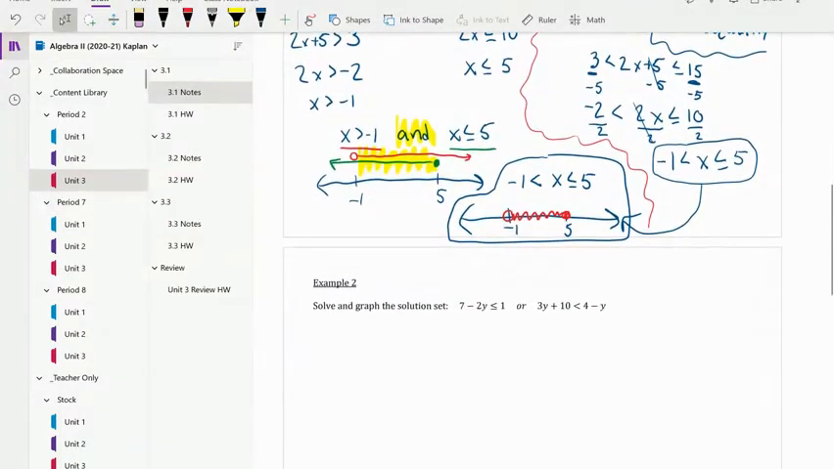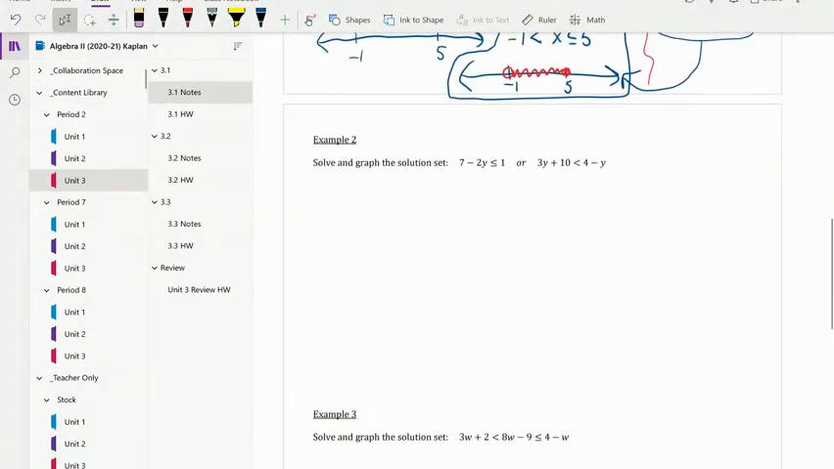Let's take a look at an OR statement. And OR statements are pretty nice with these because at the end of the day, you're really just solving two different inequalities and graphing their solution, and let's see what happens. Okay, so let's solve the first one.